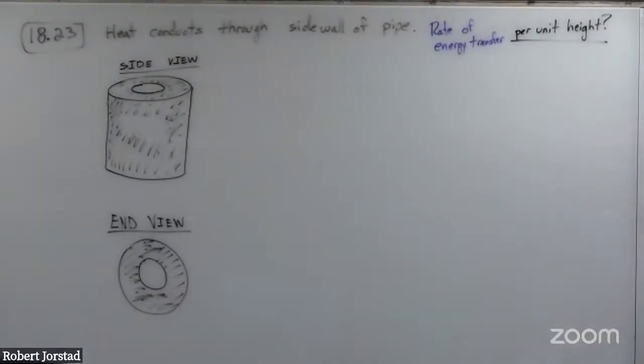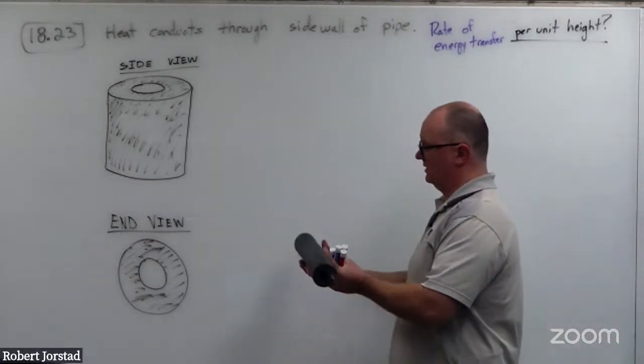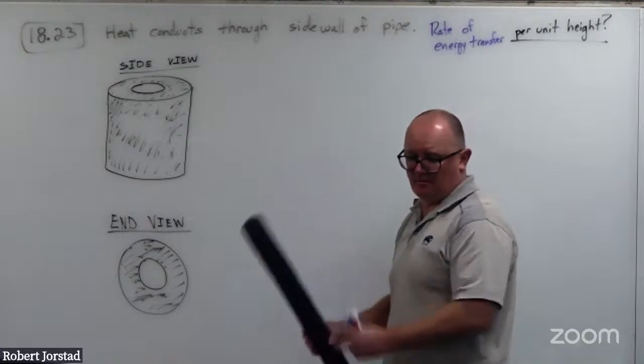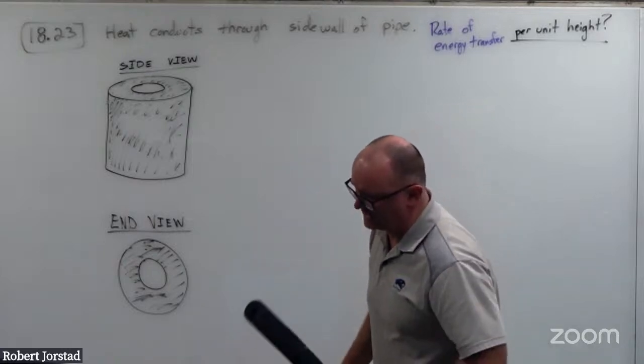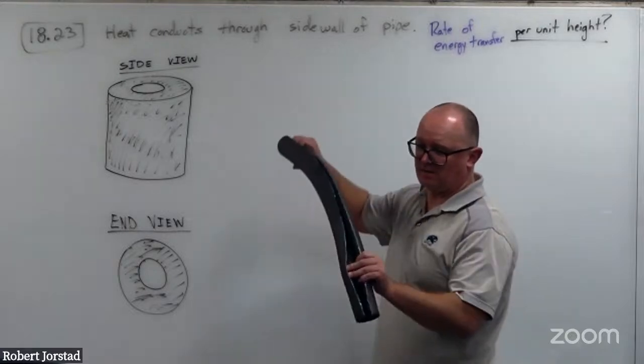Okay, in this video, we're trying to imagine the heat loss through the sidewall of a pipe, and I've got some visual aids here. What made me think about this problem was I was imagining, maybe you've seen this, kind of looks like a fun noodle, right? But it's just a pipe insulator.